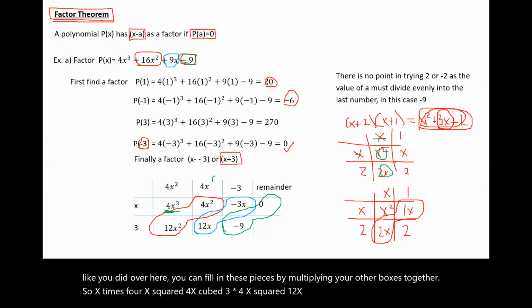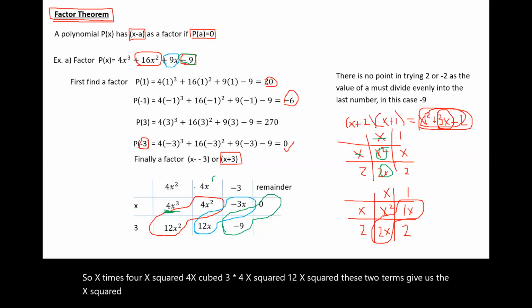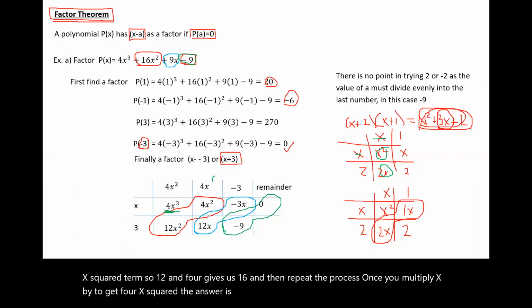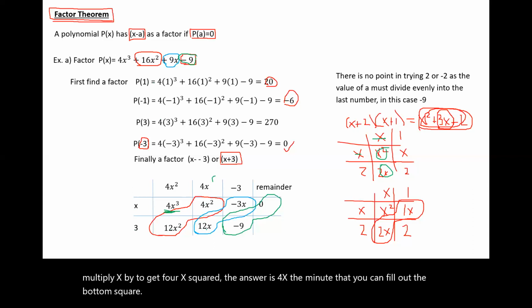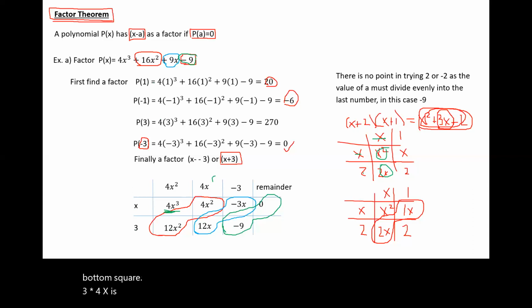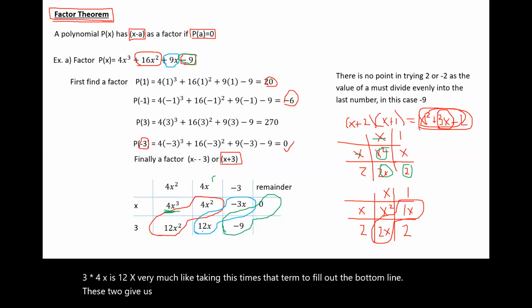These two terms give us the x squared term. So 12 and 4 gives us 16. And then repeat the process. What do you multiply x by to get 4x squared? The answer is 4x. The minute you know that, you can fill out the bottom square. 3 times 4x is 12x. Very much like taking this times that term to fill out the bottom one. These two give us the x term. So 12x minus 3x is 9x.